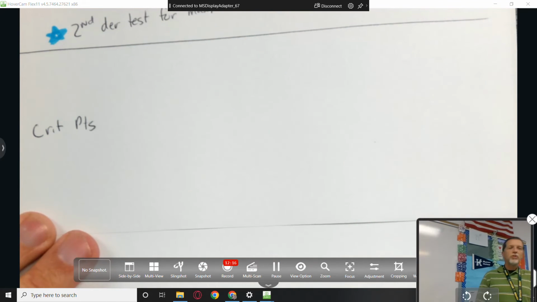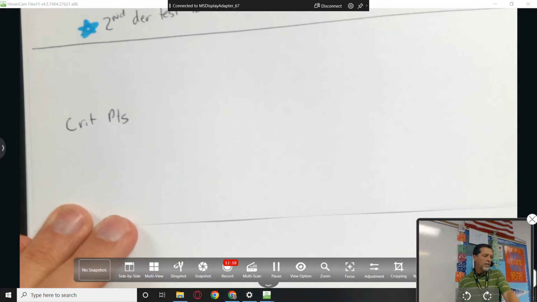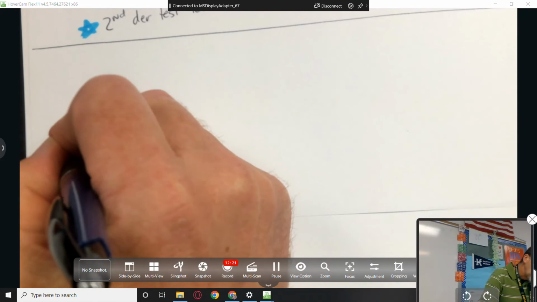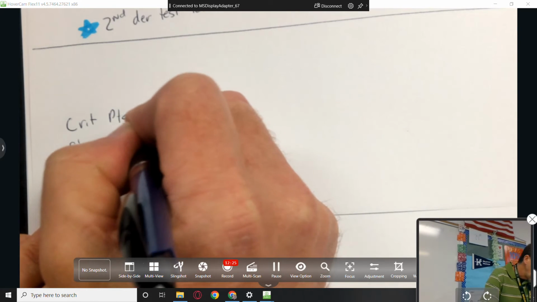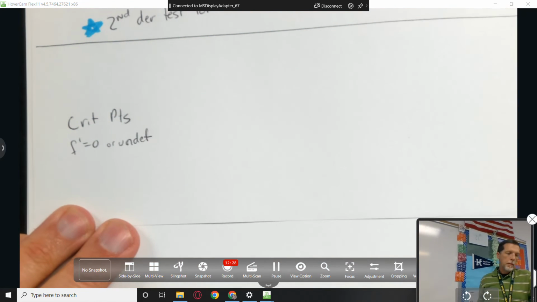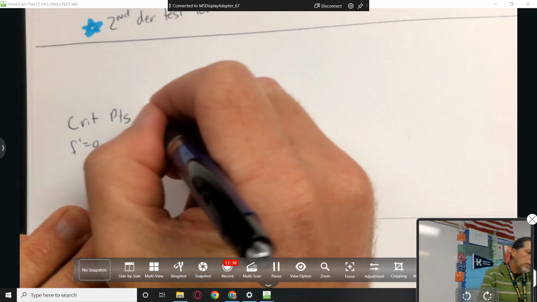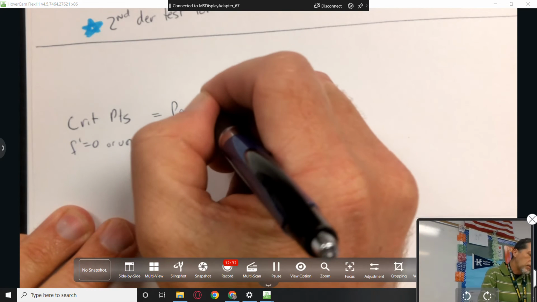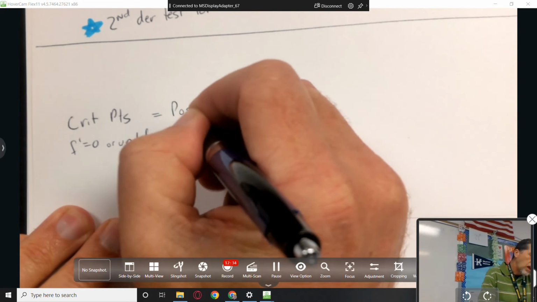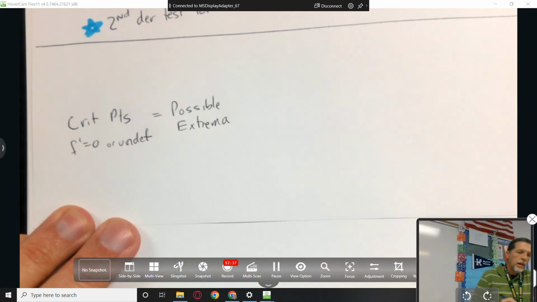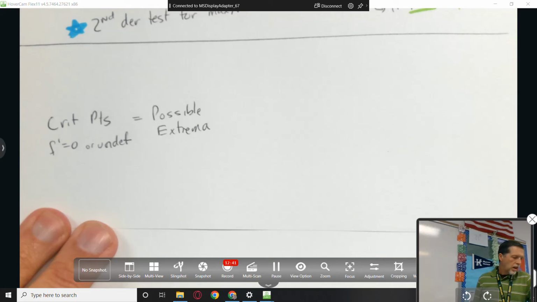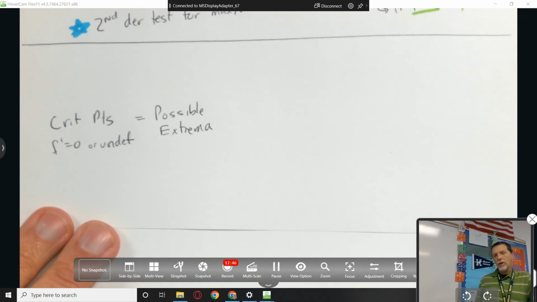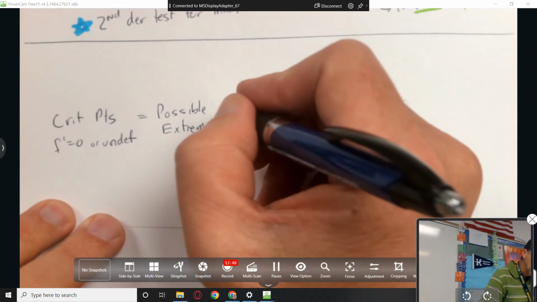Let's see if this flowchart is helpful. So a lot of times we ask you to find critical points. That's where f prime is 0 or undefined. Critical points, that's the same thing as possible extrema. Might be extrema. And then to figure out if they're extrema or not, this is the confusing part because there's multiple things to do.